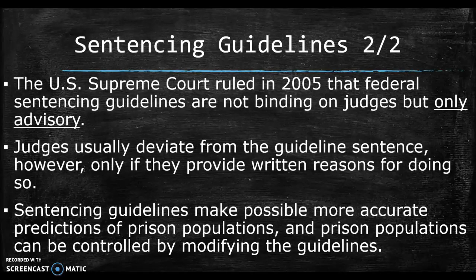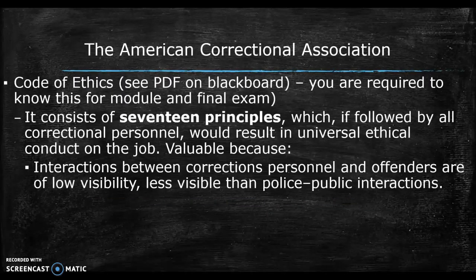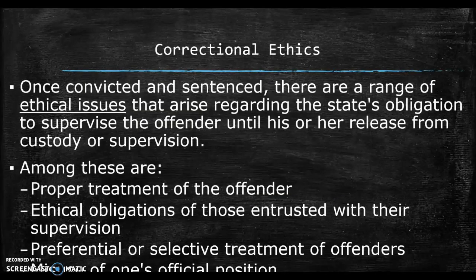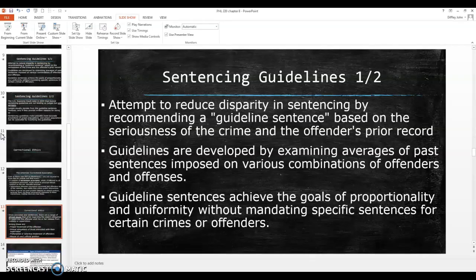And this is the issue with them, as I was saying: they're advisory. They don't have to be followed. Judges often deviate from these sentences. They have to provide written reasons, but it's not always that reviewable, because they're only advisory, so they can take other things into account. They make possible more accurate predictions of how long someone will be in there and what the prison population will be, but it's unclear how much they are actually followed. And that's the correctional ethics section. Let me move on.